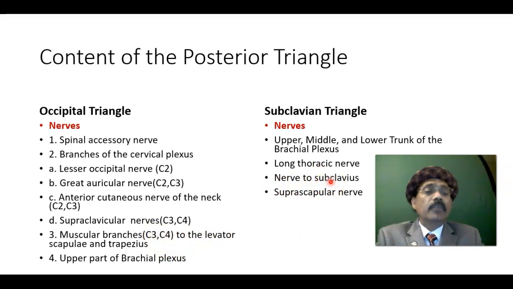Nerve to the subclavius coming out of the upper trunk of brachial plexus. Suprascapular nerve also comes out of the upper trunk of the brachial plexus. Suprascapular nerve innervates the supraspinatus and infraspinatus. Long thoracic nerve innervates the serratus anterior muscle.